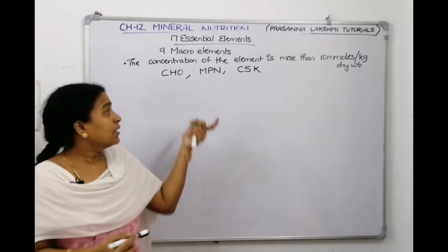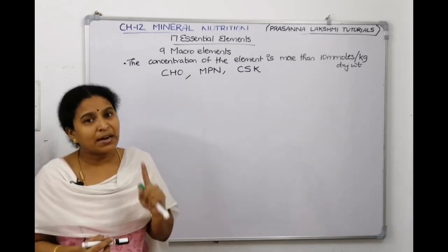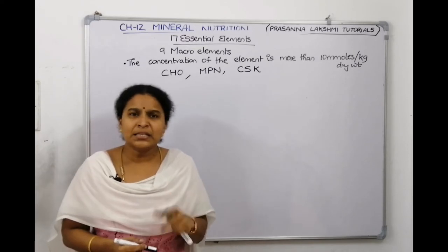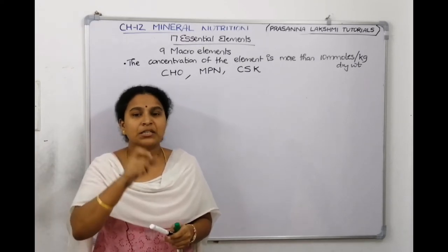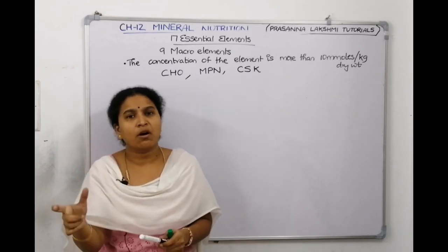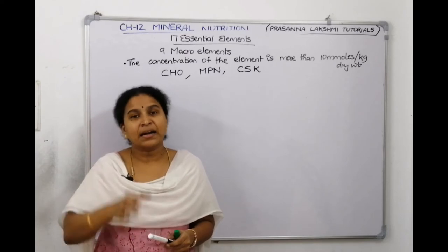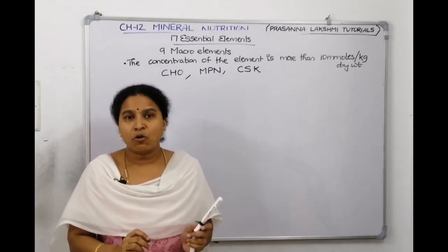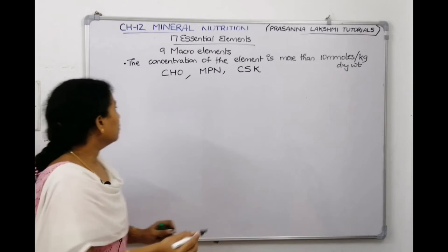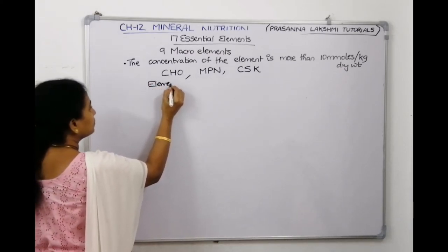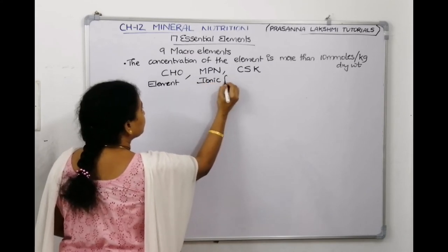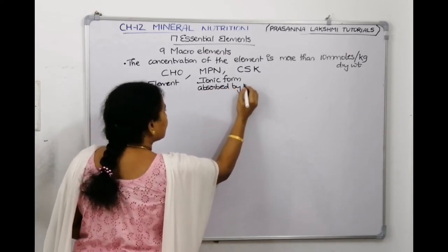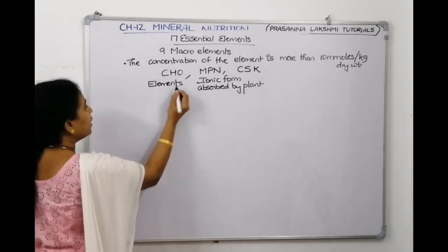Now, plants obtain these elements in which form, they will ask us. Once in the NEET examination they have asked in which form plants absorb these elements. In NCERT, under each paragraph they have given: carbon is absorbed as CO2, hydrogen as water, oxygen in gaseous form. I will try to keep it under one table so that it will be easy to memorize. One table for macro, one table for micro. We will write the element here and its ionic form absorbed by the plant. We need to list 9 elements.